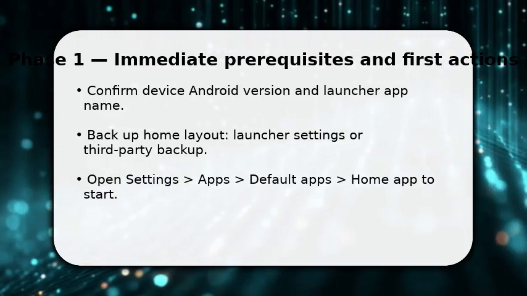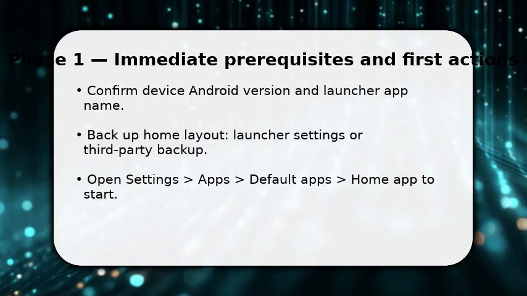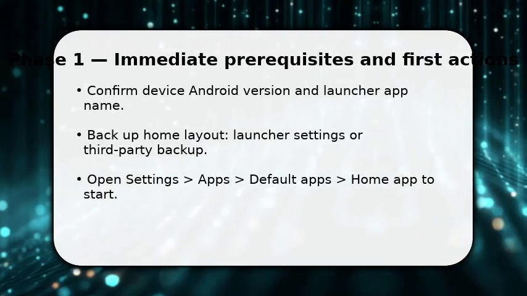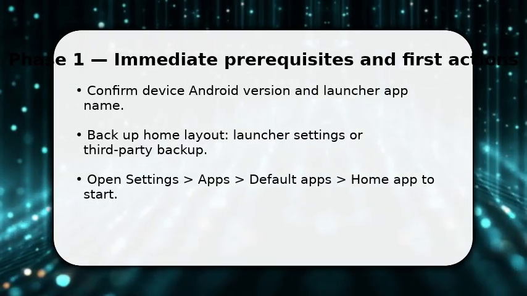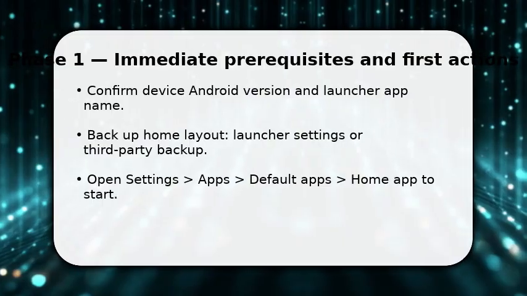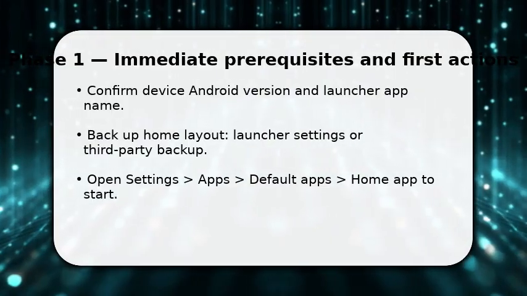Now open Settings, go to Apps, then Default Apps, and tap Home App to select or inspect the current launcher. This first action gets you into the system-level controls so you can safely change behavior without breaking shortcuts or gestures.